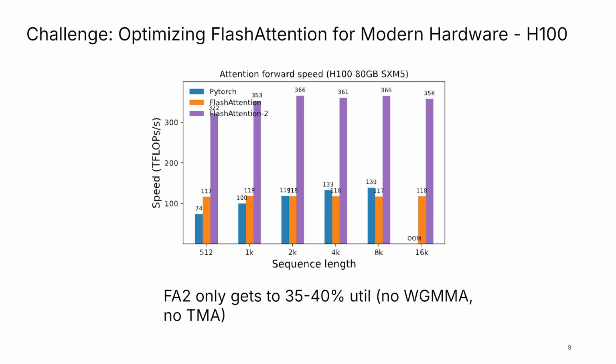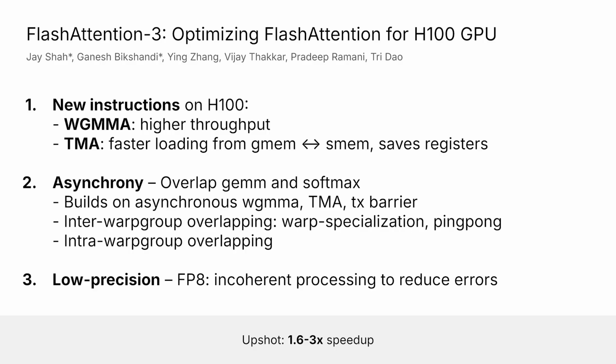How do we optimize for modern hardware? And I'll talk about why the Hopper is quite a bit different and requires a different way of thinking about programming. This is joint work with a bunch of folks at Colfax, Meta, and NVIDIA, as I mentioned. A lot of the code was written by Jay and Ganesh.